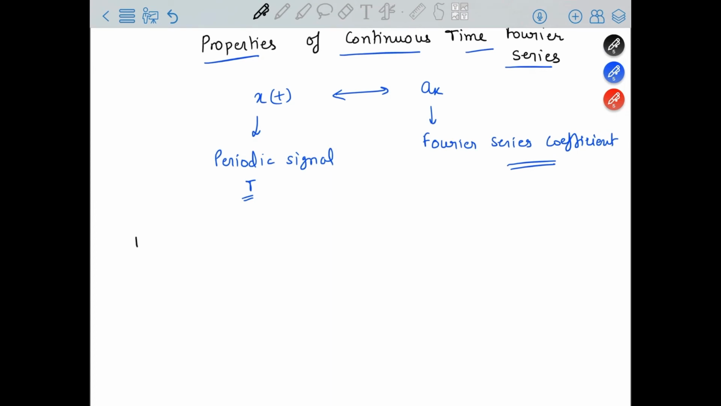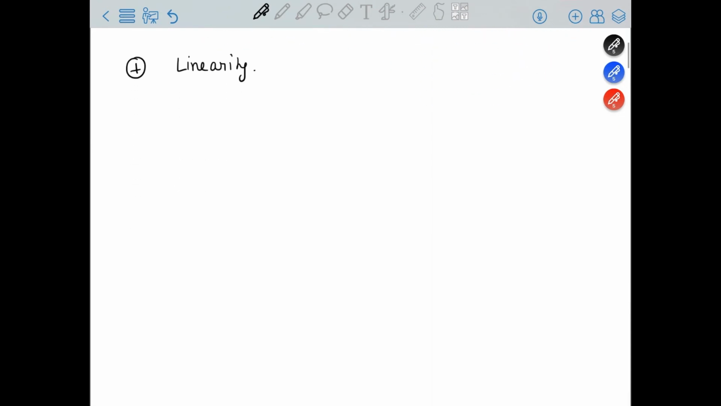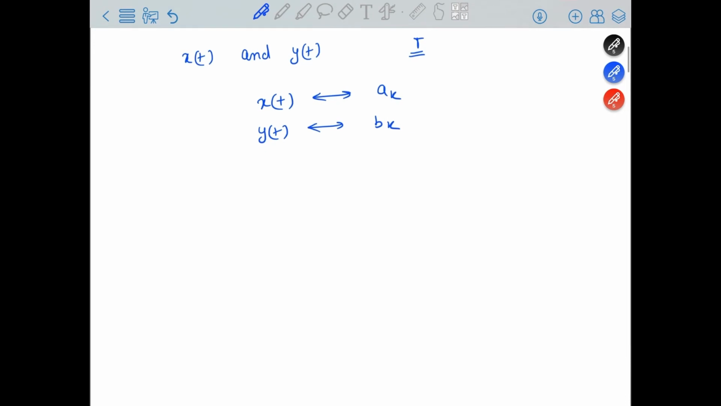So we'll start with the first property. The first property is the linearity. So let's discuss the property of linearity. So suppose we have two periodic signals x(t) and y(t), and they are periodic and their period is denoted by T, and x(t) has a Fourier series coefficient a_k and y(t) is having a Fourier series coefficient represented by b_k. So the linear combination of the two signals will also have the same period T, and that is quite significant.